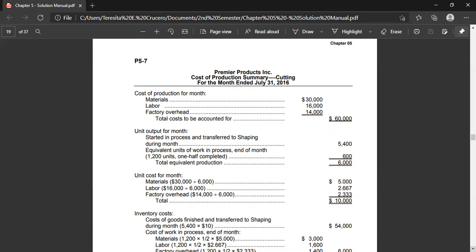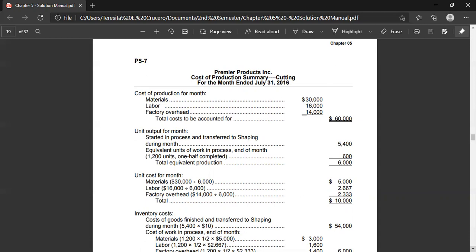Okay, so we have the first department. We have the cutting department. You begin with started, then we have cost for the month and materials, labor, and factory overhead. Completed and transferred is 10,000, $10 per unit. So 5 plus 2.67 plus 2.32, it begins with $10 per unit.